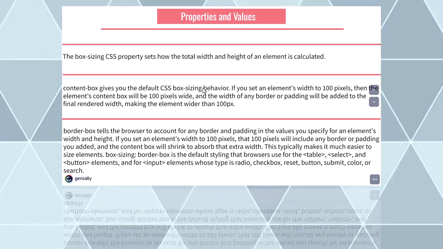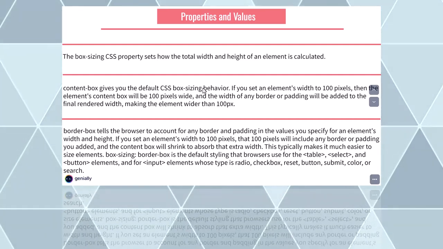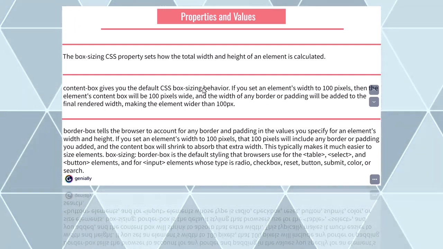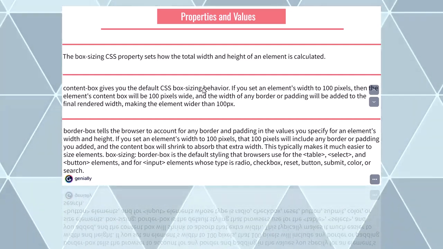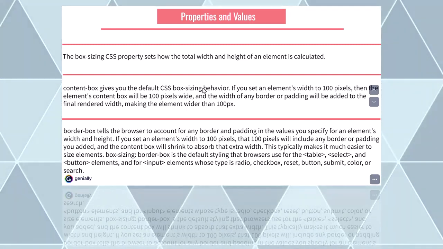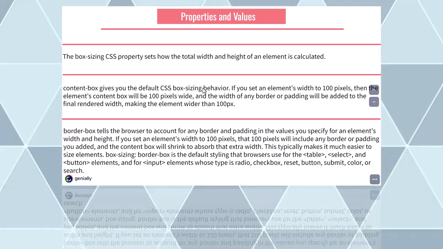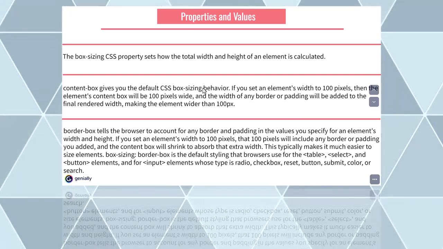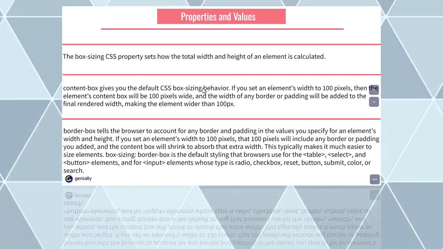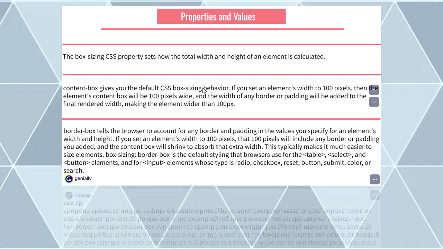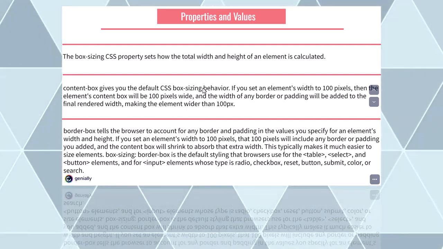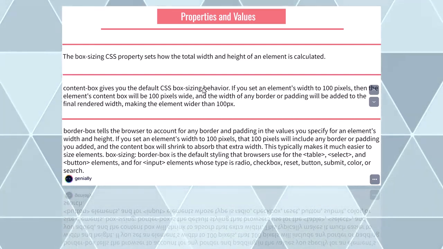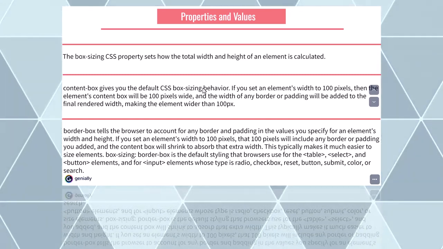The content box. Yes. Content box gives you the default CSS box sizing behavior. If you set the element's width to 100 pixels, then the element's content box will be 100 pixels wide, and the width of any border or padding will be added to the final rendered width, making the element wider than 100 pixels. So what do you make out of it?